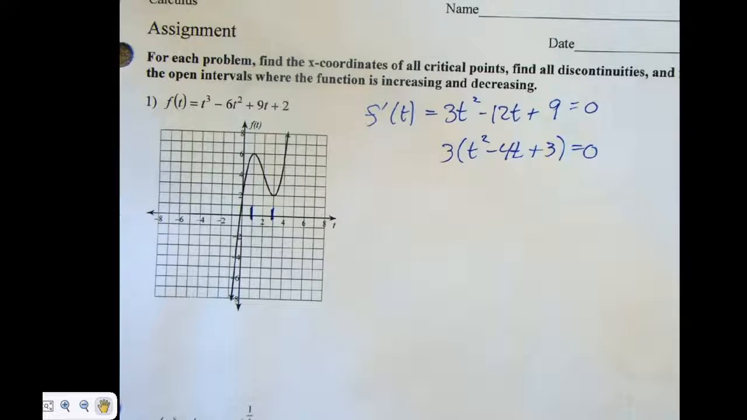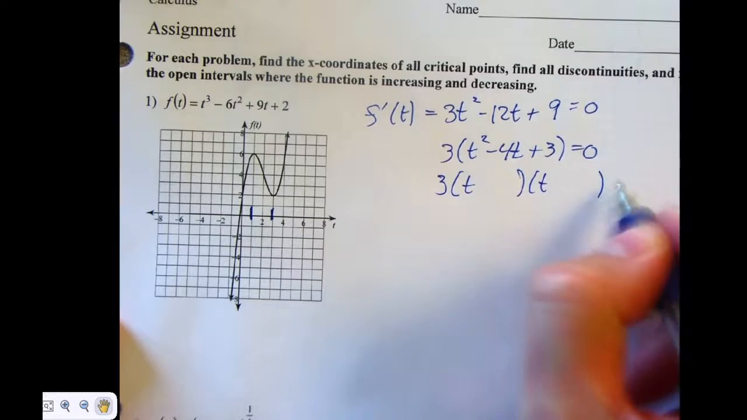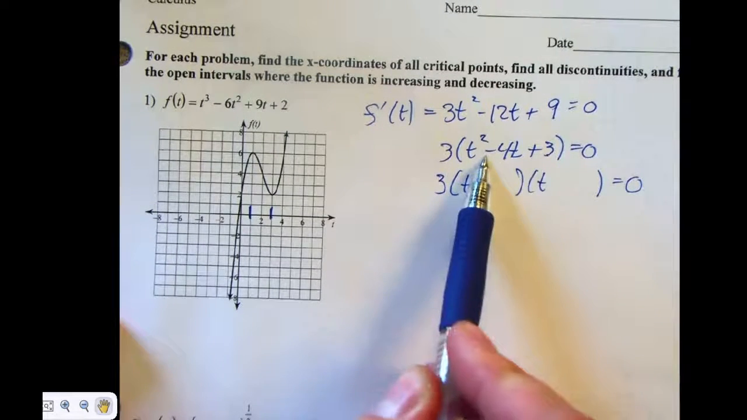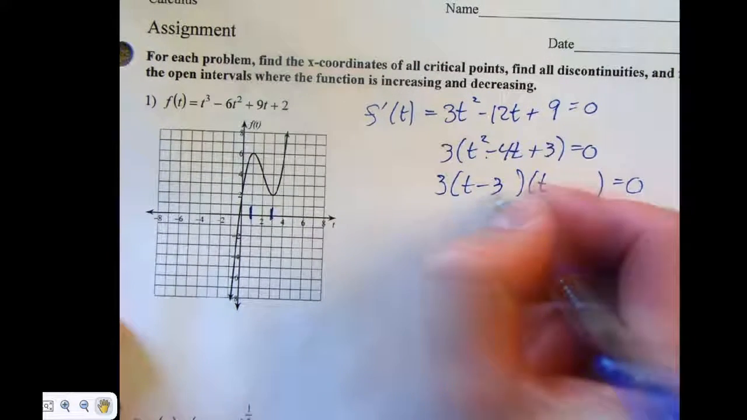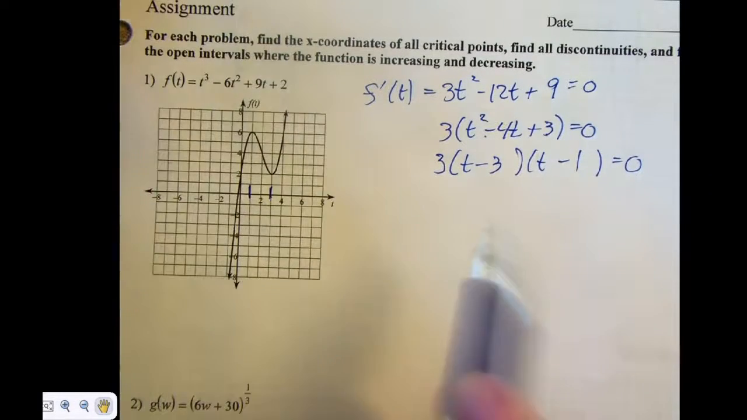And then I can factor that. So what multiplies to be 3 and adds up to be negative 4? Negative 3 and negative 1. Then I set those pieces equal to 0 and get my solution.